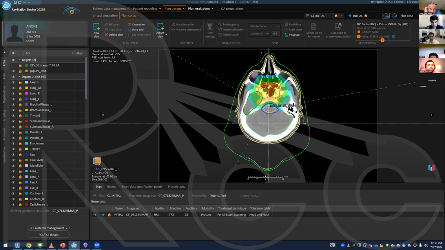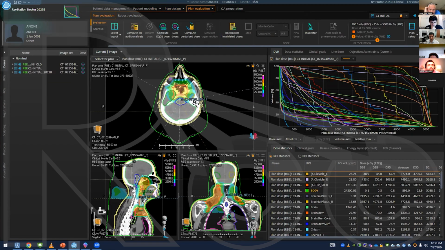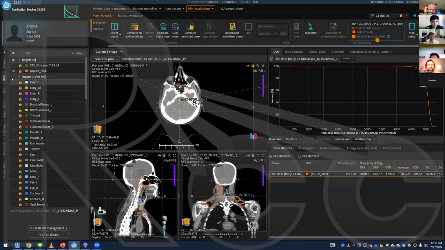So now let's go to the plan evaluation. And so as Dr. Biancia has said, we're going to turn everything off just to make it a little easier to look at things and selectively turn on structures. So I'm going to now turn off all of the OARs for now. So we have our CTV on, and I'm going to turn on my prescription 50 gray for the low dose, as well as the 95% at this point.